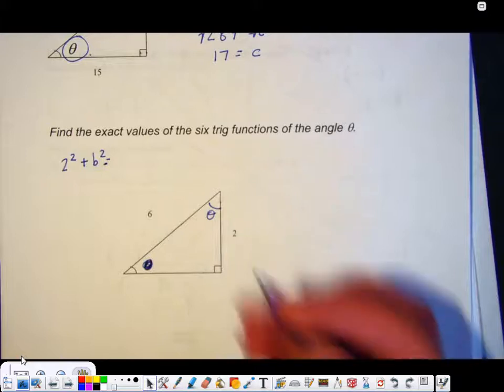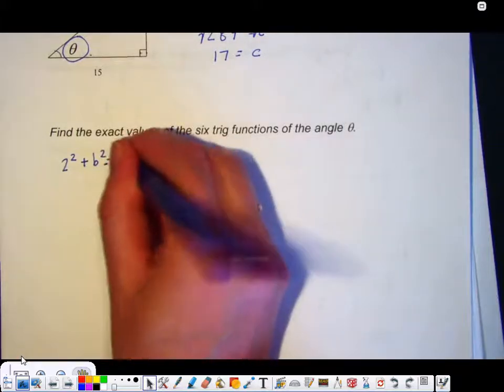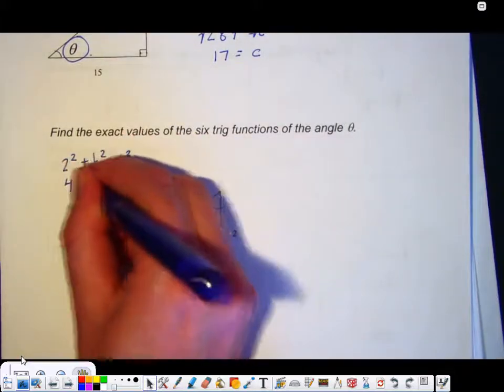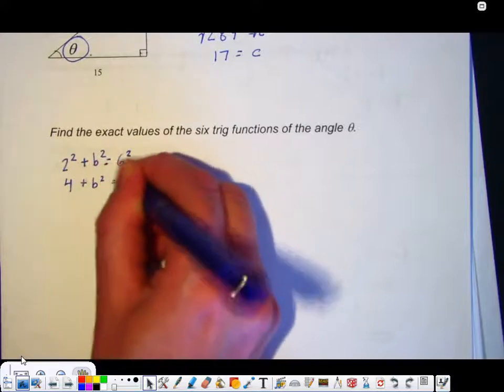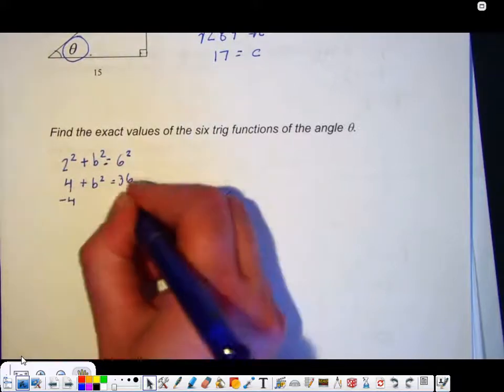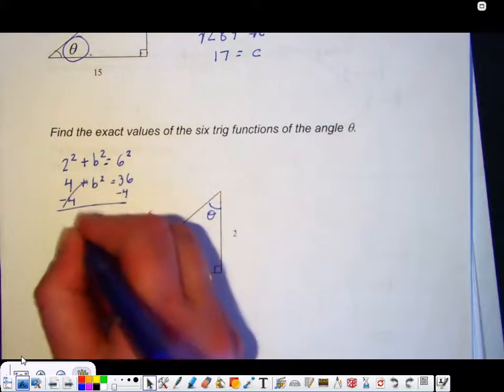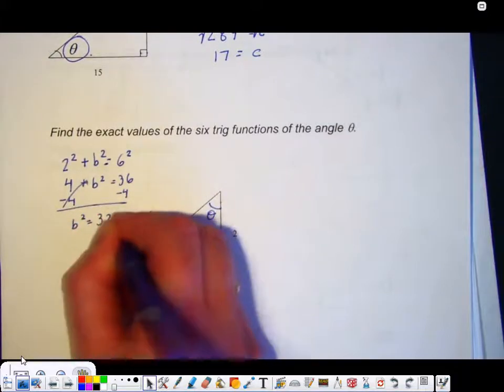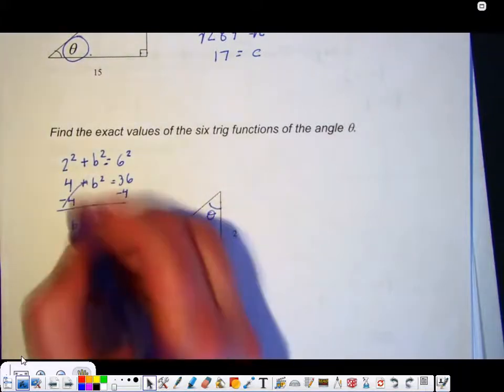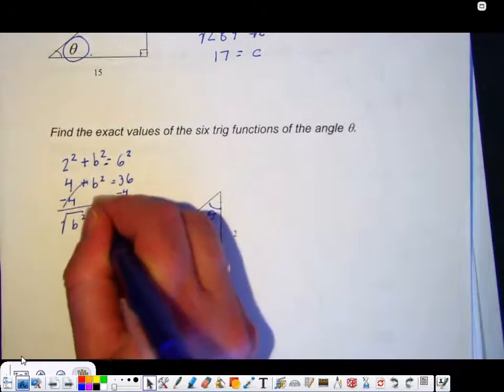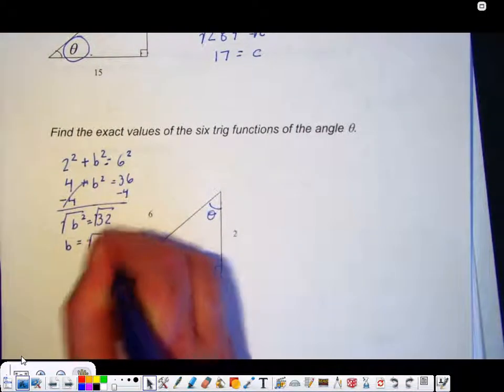2 squared plus b squared equals 6 squared. So we have 4 plus b squared equals 36. Subtract 4. b squared equals 32. And then we're sad because it's not a perfect square. Take the square root. So b is the square root of 32.